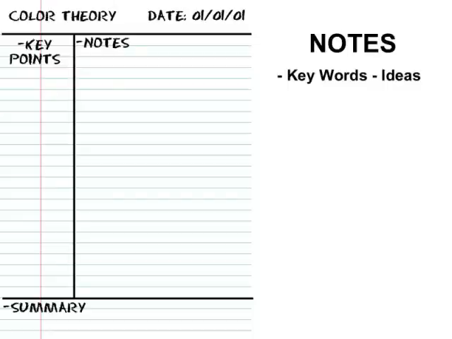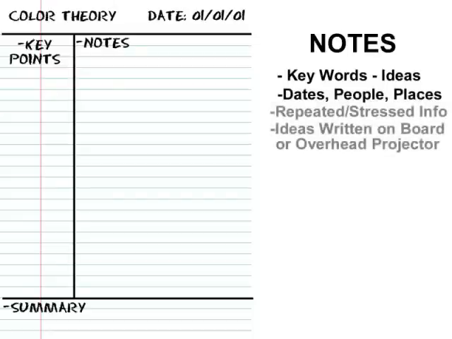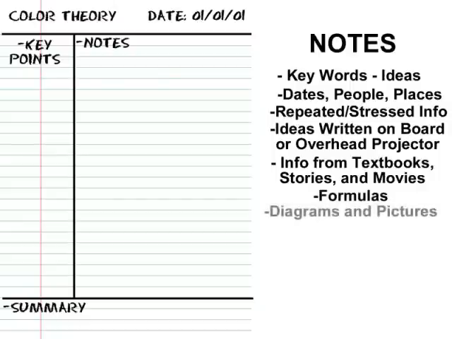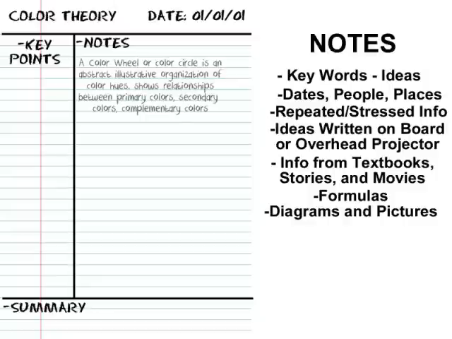Notes are keywords or ideas from the lecture or lesson. They can include dates, people, places, repeated or stressed information that the teacher might give you, ideas written on a board or overhead projector, information from textbooks, stories, and even movies. Don't forget to include important formulas, diagrams, and possibly pictures. This student was studying the color wheel.